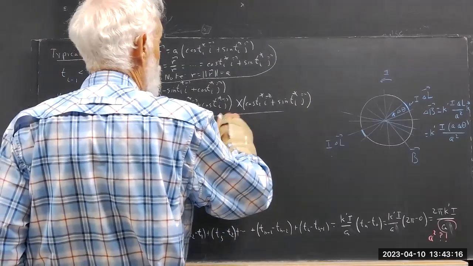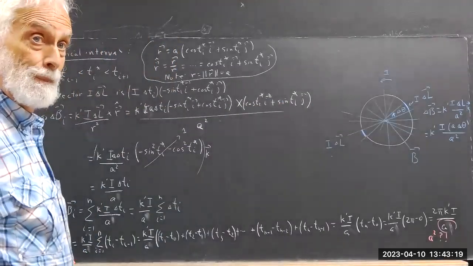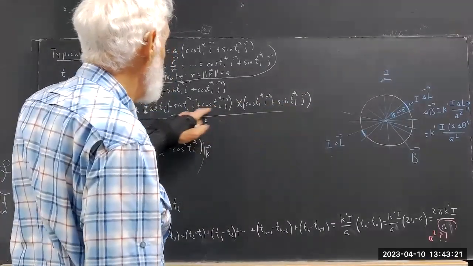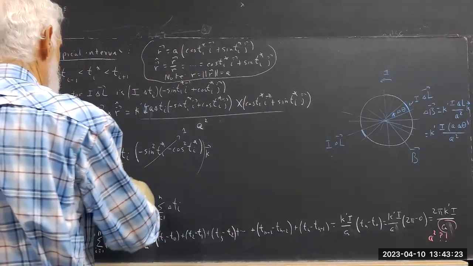You got a K vector from that, right? This is times K and this is times K. So I left my K vector off.